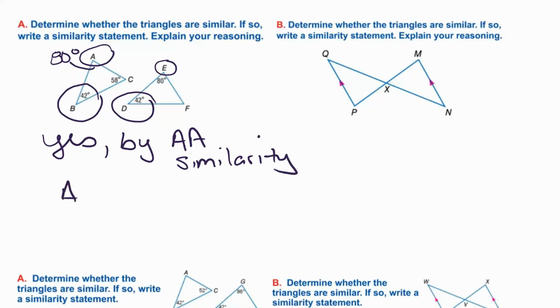So triangle ABC is similar to triangle EDF.